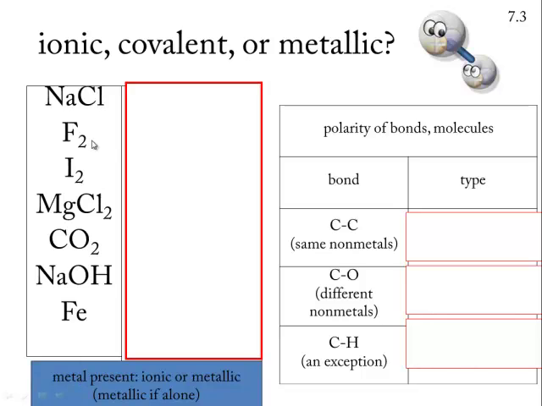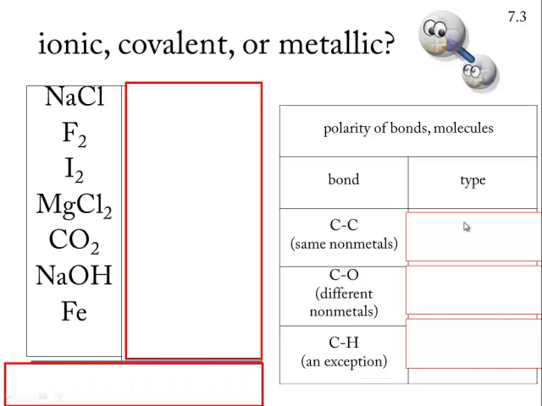Look for a metal. If you see one, it can't be covalent. It's going to be either ionic or metallic. 90% of the time, it's going to be ionic because it'll be followed by a nonmetal. Okay, carbon-carbon. Evenly shared, they say that's a nonpolar covalent bond.